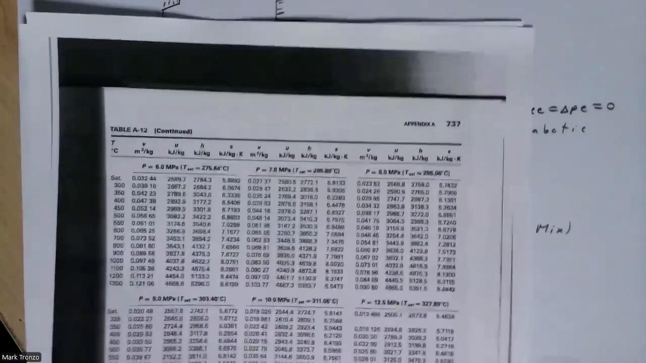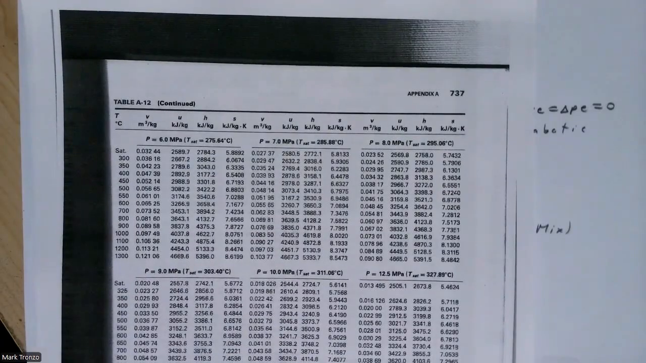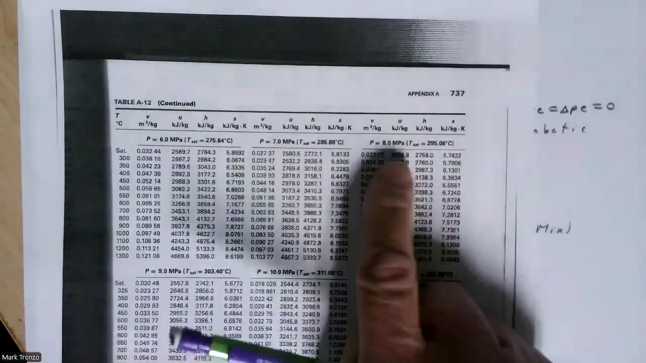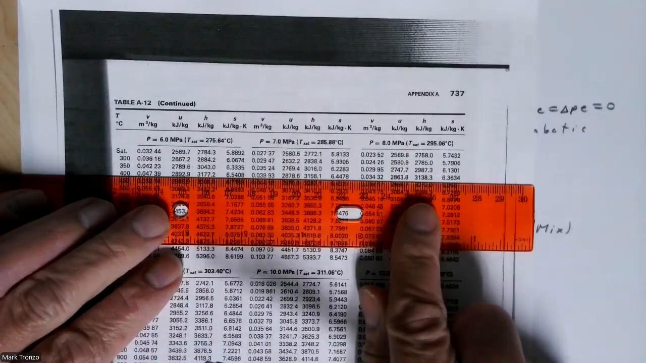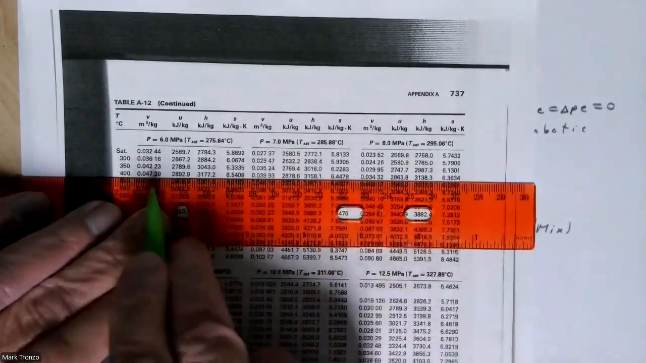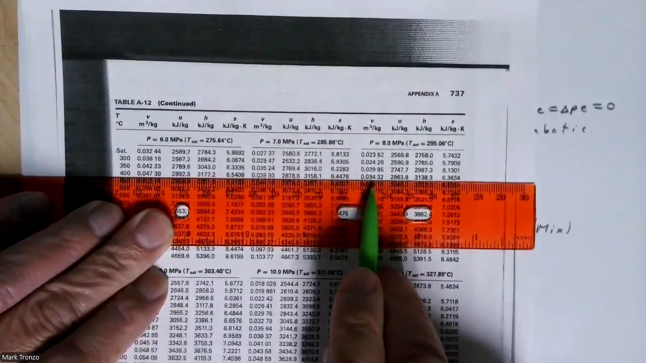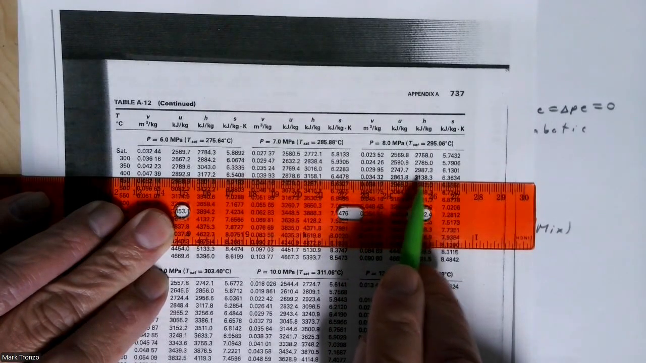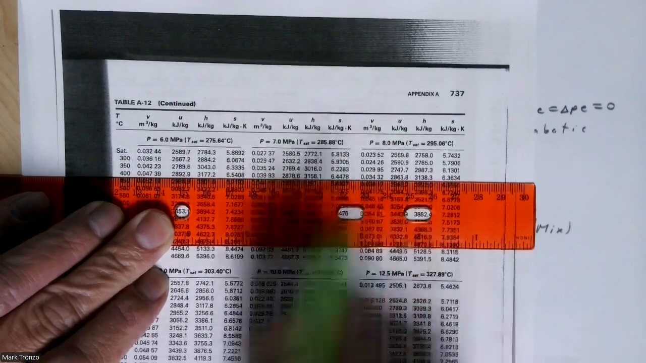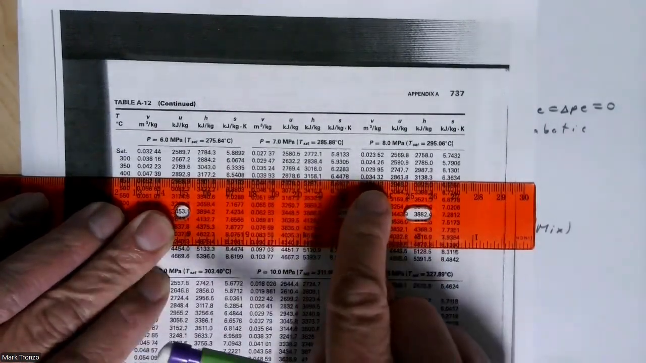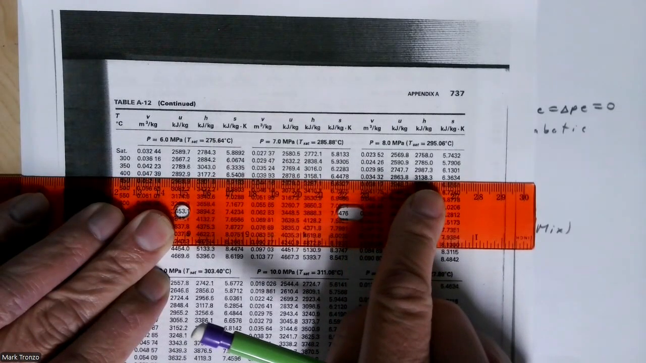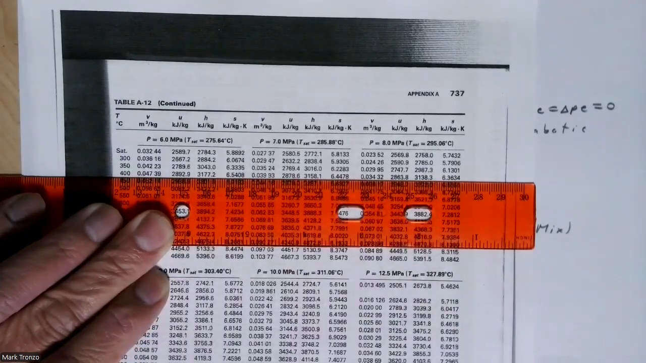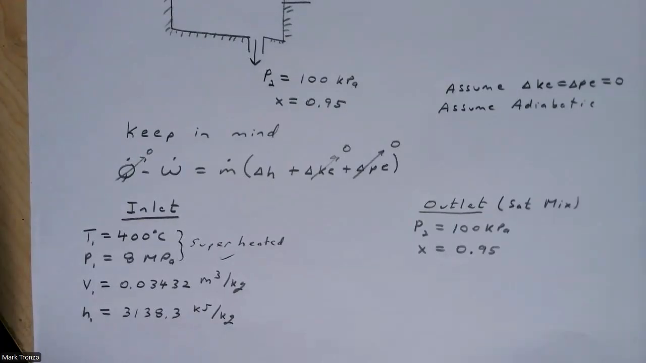In my book, that's table A12. So for 8 MPa and 400 degrees C, we're going to be along this row here, and we're going to need this volume and this enthalpy. So let's write those values down: 0.03432 and 3138.3. So write those values down here.